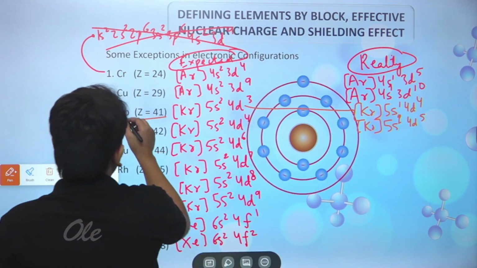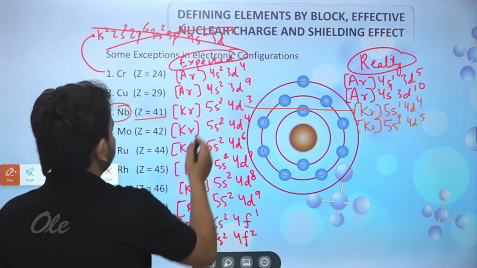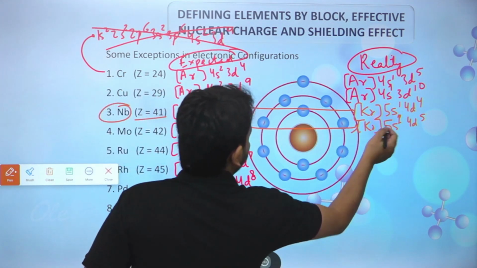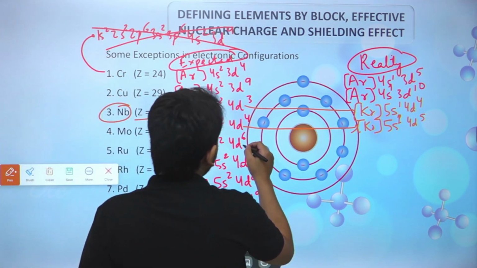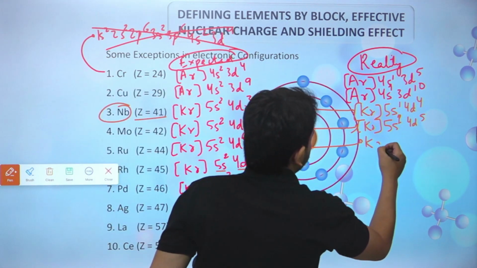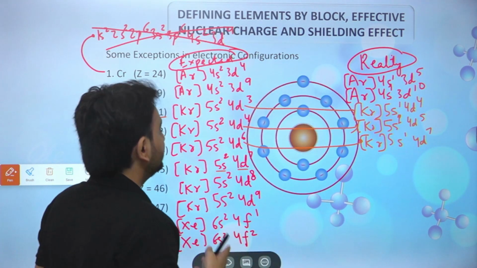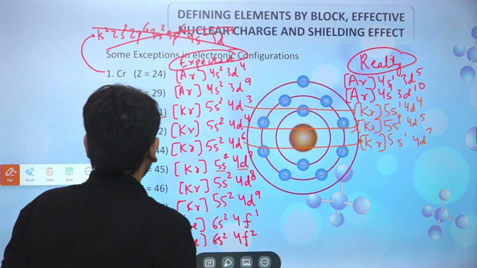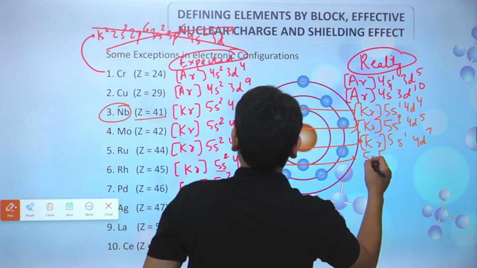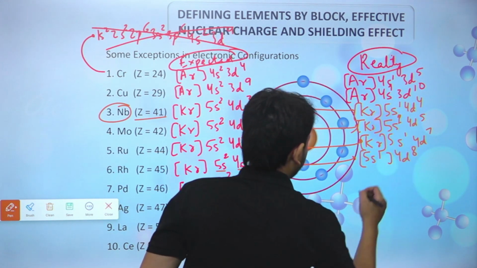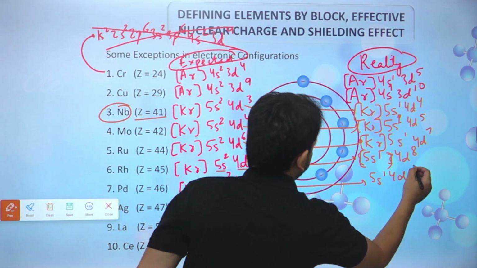So that is why you can remember this as an exception, guys. Again, an exception within an exception: niobium would show 5s1 and 4d4 instead of this. If we talk about molybdenum, which we have talked about here, it will be simply the half filled shell. Then over here, 5s1 4d7. The 5s subshell being half filled is much more stable than the fully filled s subshell. Then this again becomes 5s1 and then 4d8, and this becomes 5s1 4d9, guys. You should remember this.